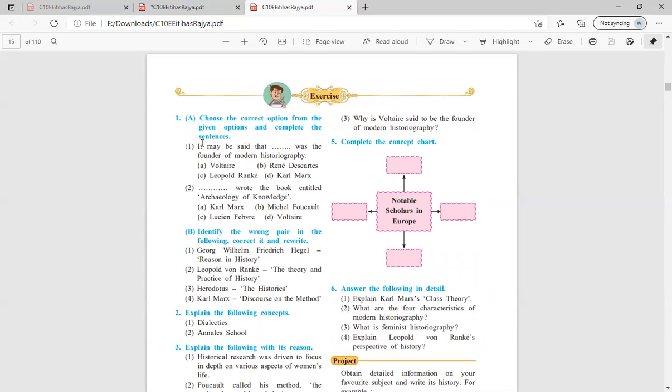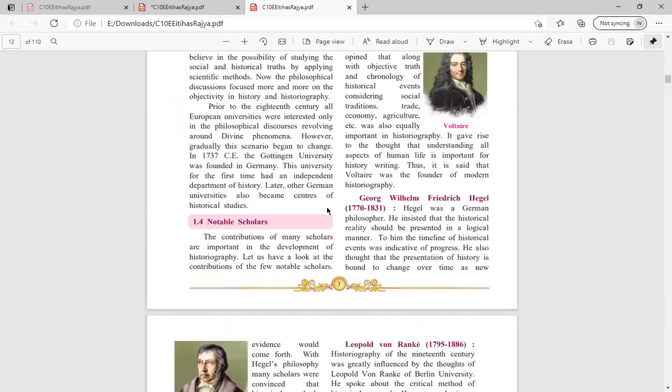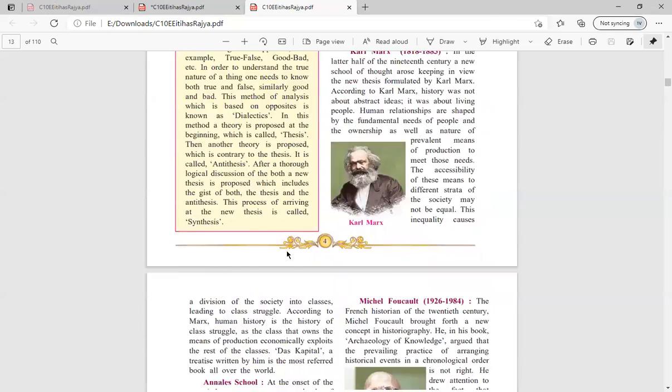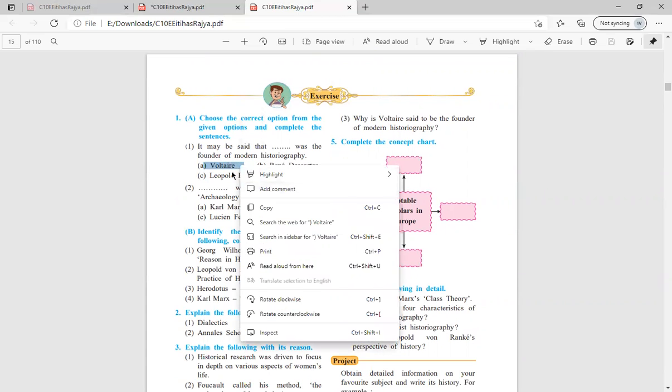So the first question over here is fill up. You need to fill up the right answer. It may be said that Dash was the founder of modern historiography. तो हम लोग ने देखा वॉल्टेयर ने क्या बताया था यहाँ पे. We have seen Voltaire, he said that aspects of human life should also be considered. इसके पहले जो historiography होता था उसमें सिर्फ they used to write about a normal person. But Voltaire insisted that all of the factors like social, traditions, trade, economy, all of them should be considered. And that is why Voltaire is known as the founder of modern historiography.